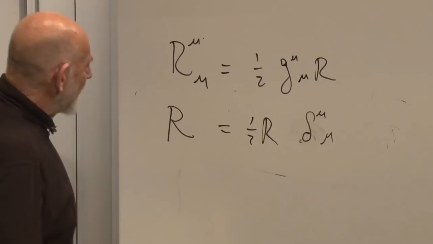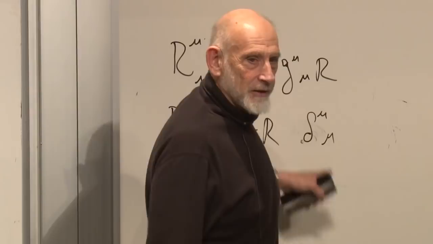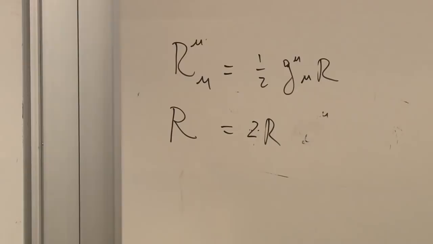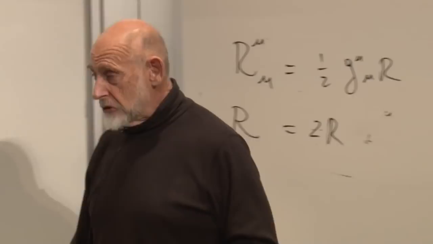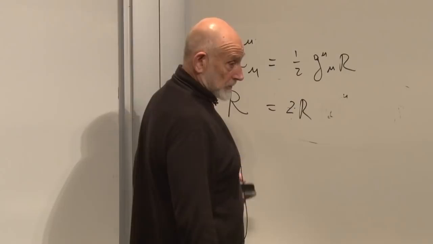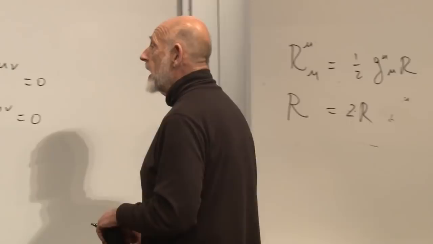There are 4 pieces. Each delta 0 0 is 1, delta 1 1 is 1, delta 2 2 is 1, delta 3 3 is 1. This is just 4, and we get the stupid equation that r is equal to 2r. The only solution of that is that r is equal to 0. Not the curvature tensor, not even the Ricci tensor, but just the curvature scalar. That does not imply that the Ricci tensor is 0. It only implies that the Ricci scalar is equal to 0.